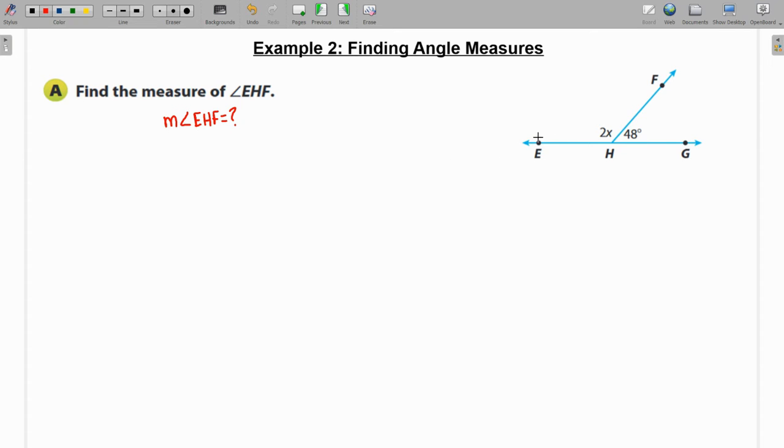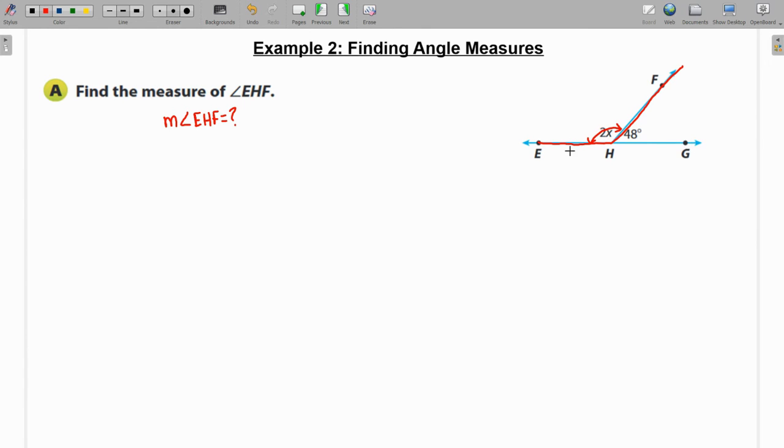So EHF, we're going to start at point E, we go to point H, and then we go up to F. And so we're talking about that angle there in red. It's already currently highlighted as 2x. What we want to know is from here to here what that angle measure is. Now, what you hopefully will see here is that from E to G, we have a straight line. And so this straight line is going to equate to 180 degrees.